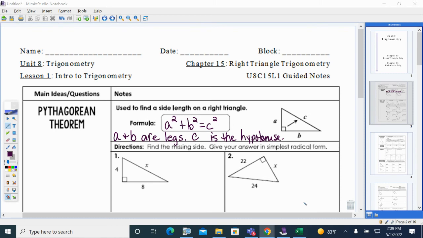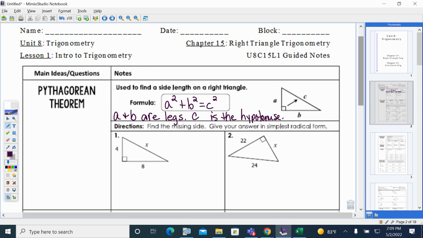This video is on Unit 8 on Trigonometry, Chapter 15, Right Triangle Trig, Lesson number 1, Intro to Trig. We're going to look first at the Pythagorean theorem. The Pythagorean theorem is used to find a side length on a right triangle. The formula is a squared plus b squared is equal to c squared, where a and b are your legs and c is the hypotenuse.